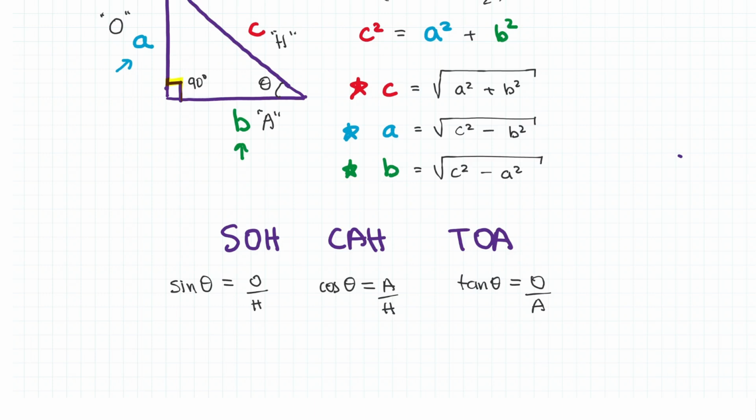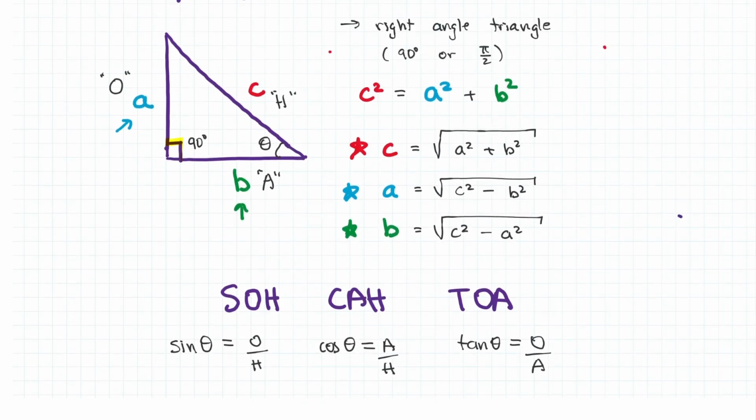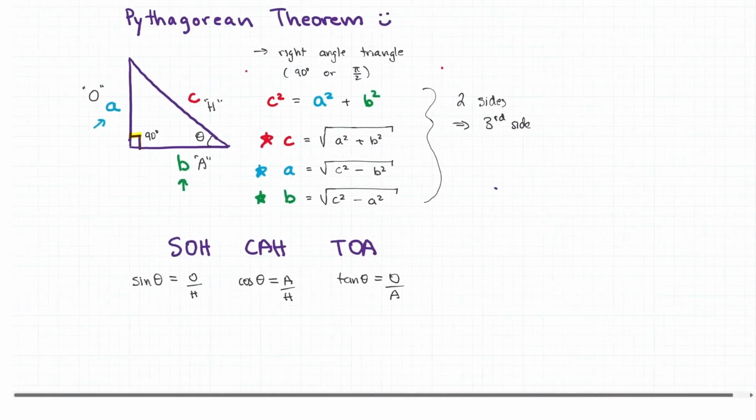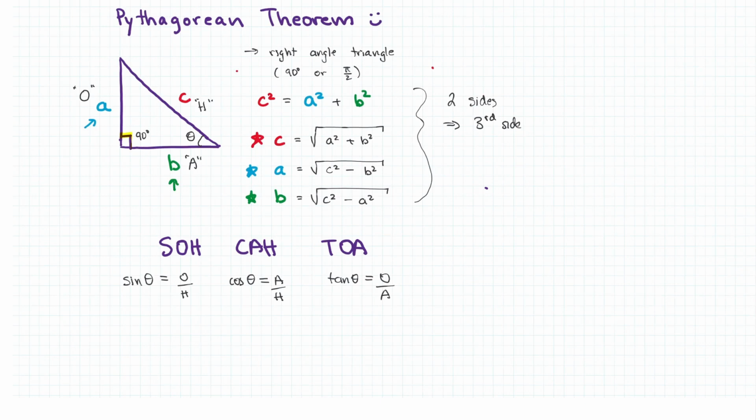This helps us if we have one side length and one angle, we can find the other side length, or if we have 2 side lengths, we can find an angle. Whereas for this first one over here, Pythagorean's theorem, we need at least 2 sides, and then that allows us to find the third side. So this is just a great relationship that we have once we have a right angle triangle. There's so much we can do here.